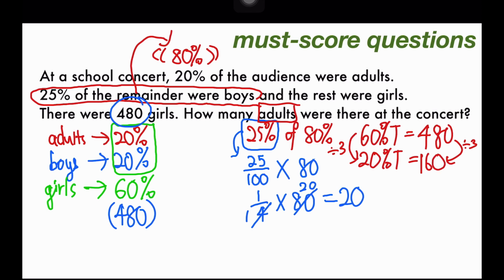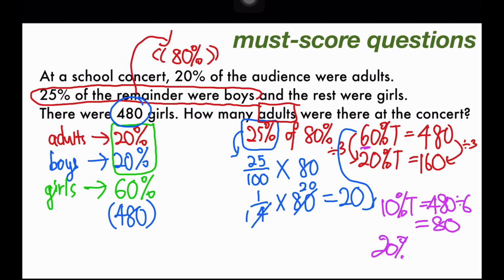Now another way, remember just now I talked about, you can change it to 10% first. Okay, let me use another color so it's not so confusing. So you find 10% first. How do I find 10%? I'll take 480 divided by 6 to find 10%, which I'll get 80. Then next step, I just go and find 20%, which is 80 times 2. And same thing, I will get back my 160.